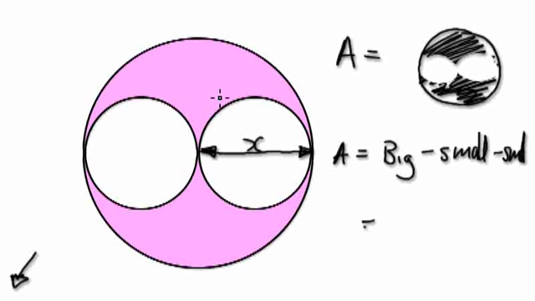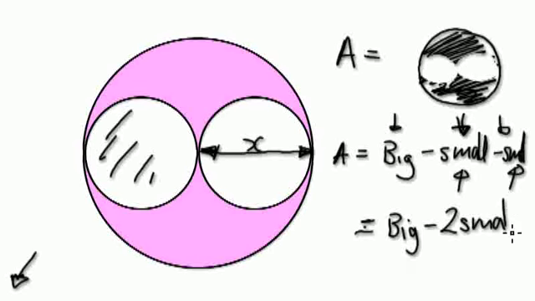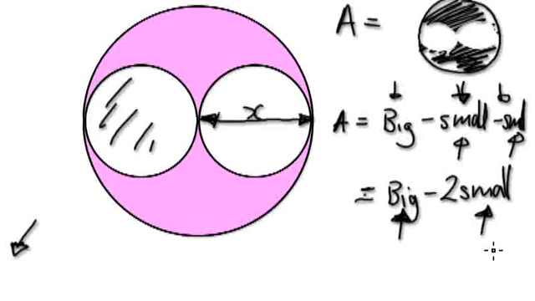So the area of the shaded bit is the big circle. Take away this area here, that's this small one here, and then take away this area again. So take away small here. Now, because these two are the same, you can just do this: big, take away two small. Okay, so all we need to do is work out the area of the big circle, and then take away two lots of the small circles.